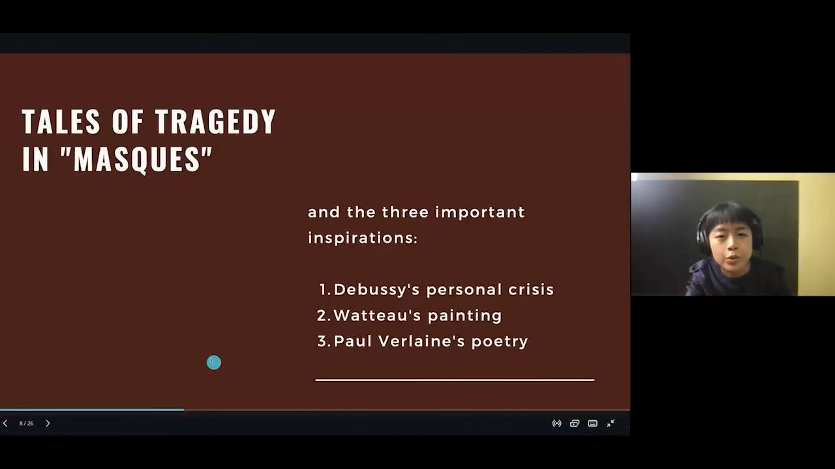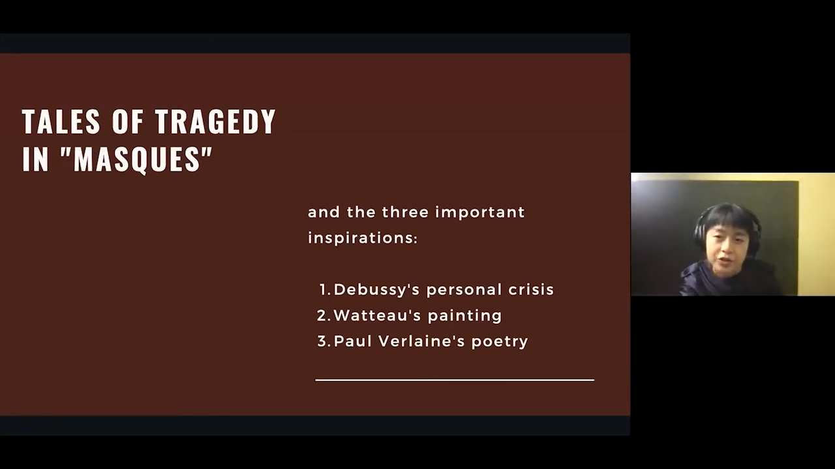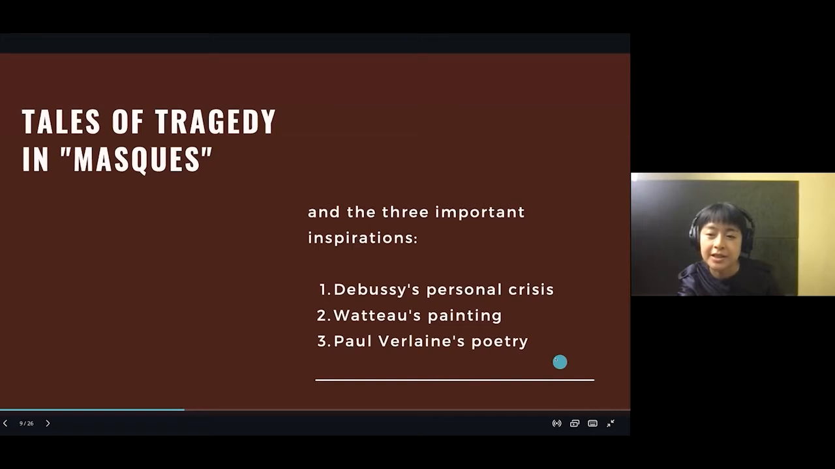Now we're going to talk more specifically about Masques, about the tales of tragedy. And there are 3 important factors that really influence the composition of Masques. The first thing is, of course, Debussy's personal crisis with his wife, Lily. And then we're going to talk about Watteau's painting that describes what is going on in Masques. And then we're going to talk about Paul Verlaine's poetry. So these are the 3 important inspirations.